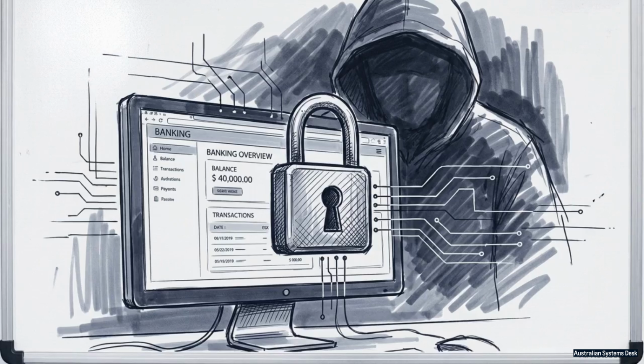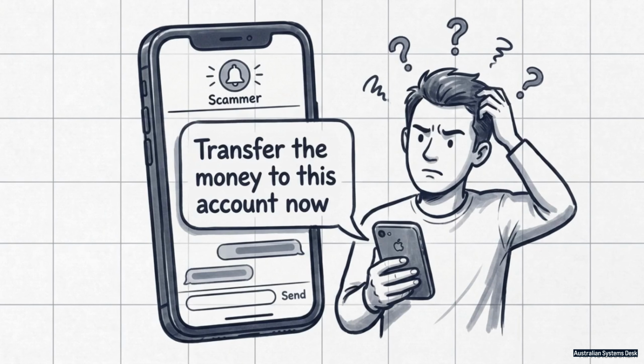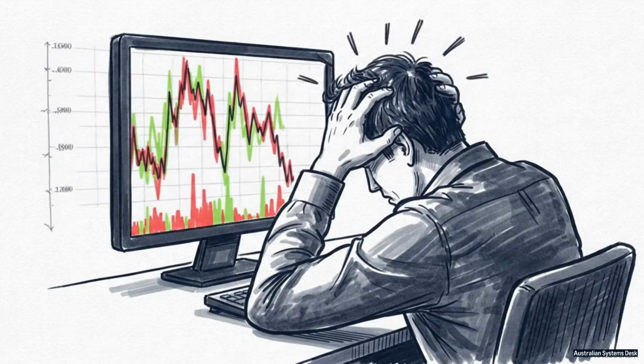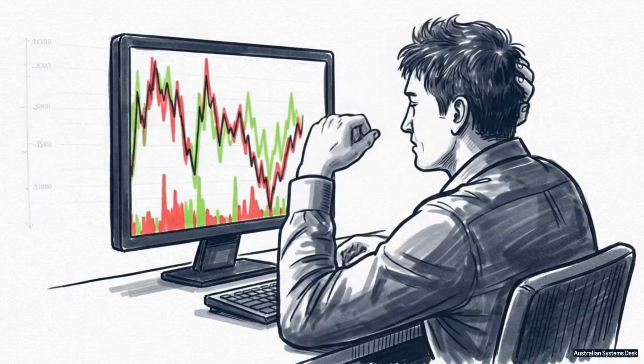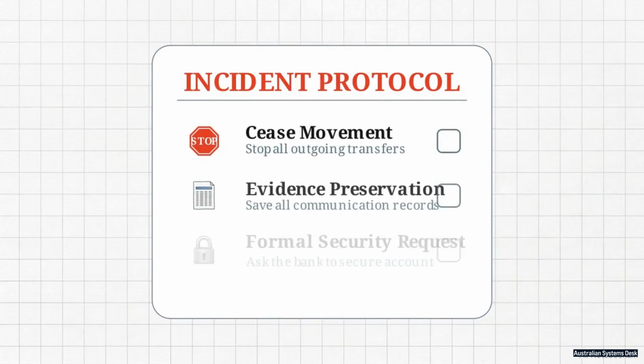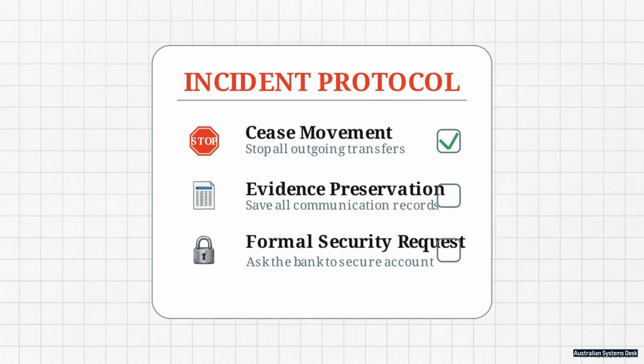Check 4 addresses scams and fraud. Banks will proactively restrict an account to prevent further loss if they suspect a customer is manipulated by a scammer or acting as a money mule. This happens frequently with fake online jobs, where a person receives unknown funds and is told to buy cryptocurrency with the proceeds. The required action here is immediate. You must stop transferring funds, preserve all communication records, and ask the bank to secure the account.